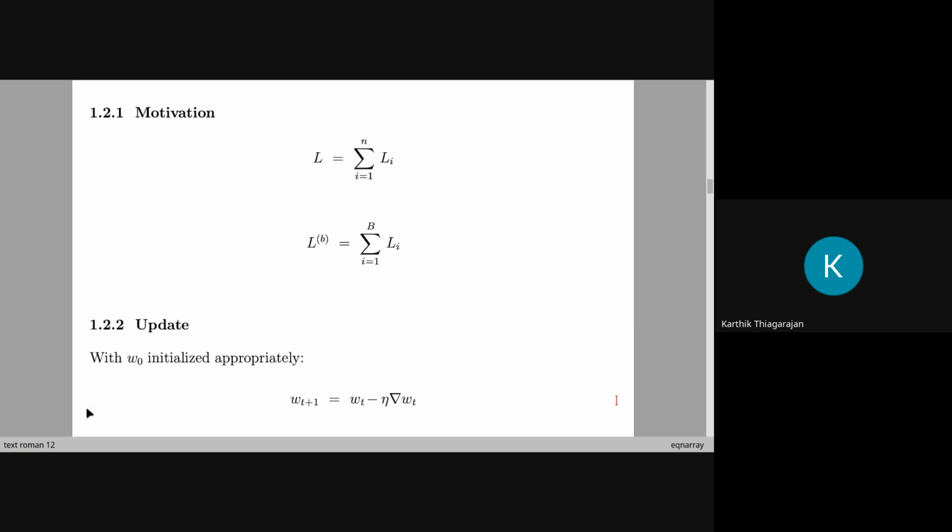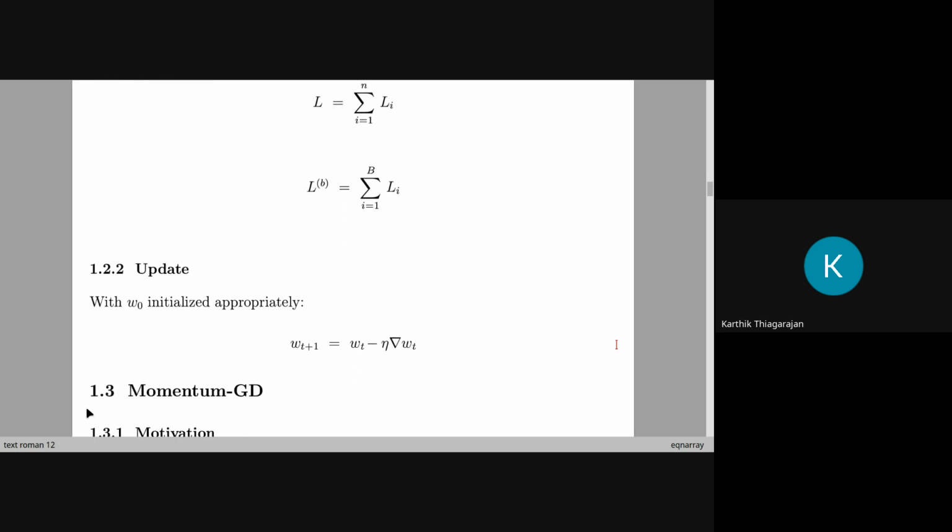Typically what is done in practice is that at the beginning of every epoch, the data set is shuffled, and then you randomly sample. Once you shuffle, you can just go sequentially: first 32 data points, then the next 32, the next 32, and so on. So that's one point you have to remember when you're doing mini batch gradient descent.